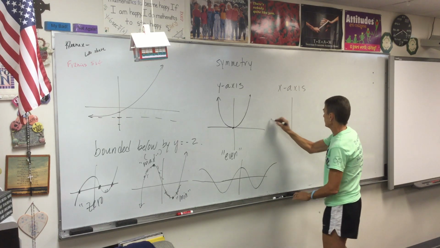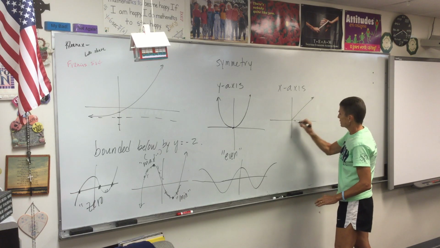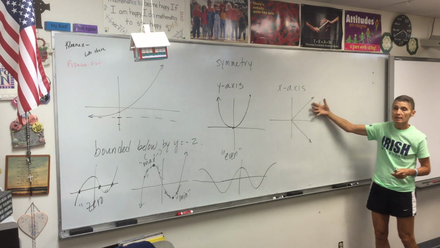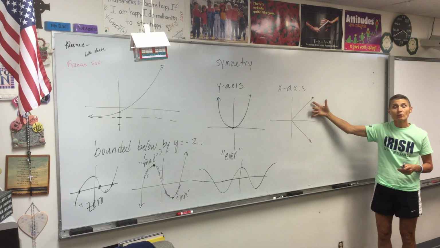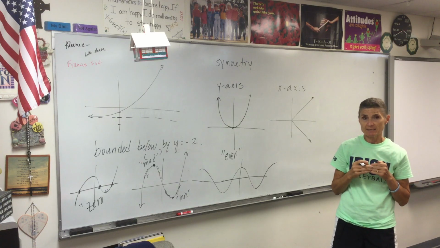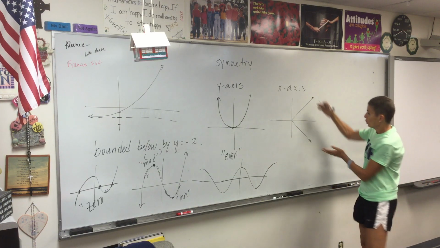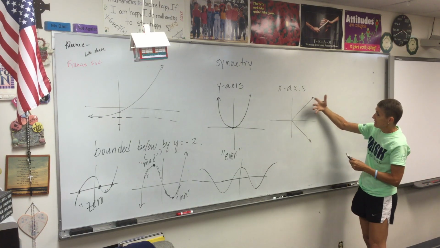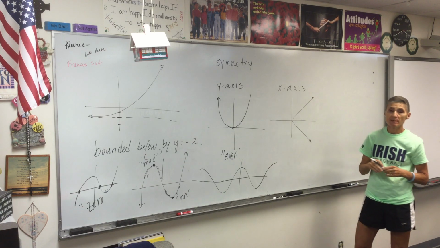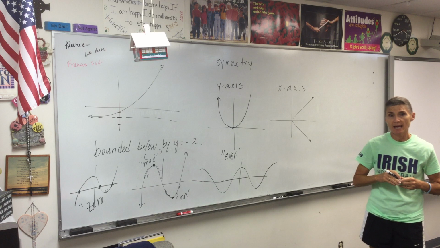And a simple example of that would be something that looked like this. Does that have symmetry about the x-axis? In other words, if I folded my paper on the x-axis, would the 2 pieces come together? Is this a mirror image of this? Yes. That's symmetry. That's symmetry about the x-axis.